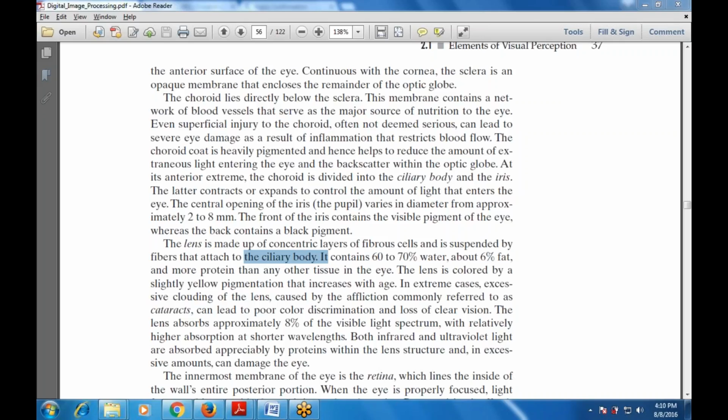The lens absorbs approximately 8% of the visible light spectrum, with relatively higher absorption at the shorter wavelengths. Both infrared and ultraviolet light are absorbed by the proteins within the lens structure, and in excessive amounts can damage the eye.